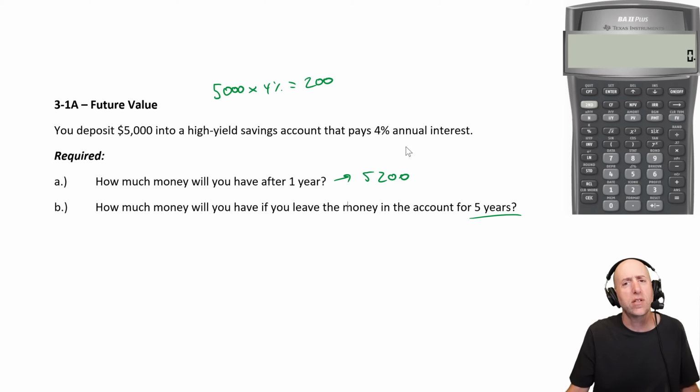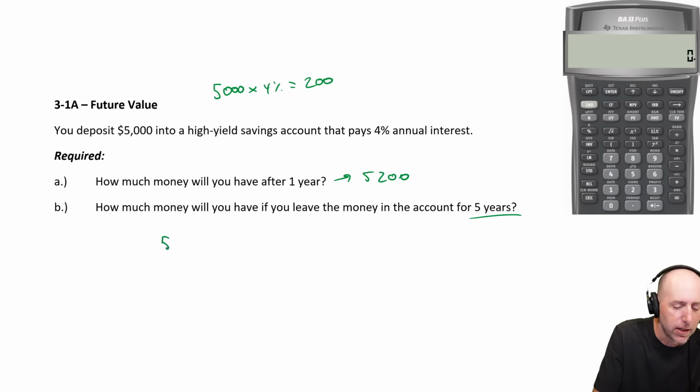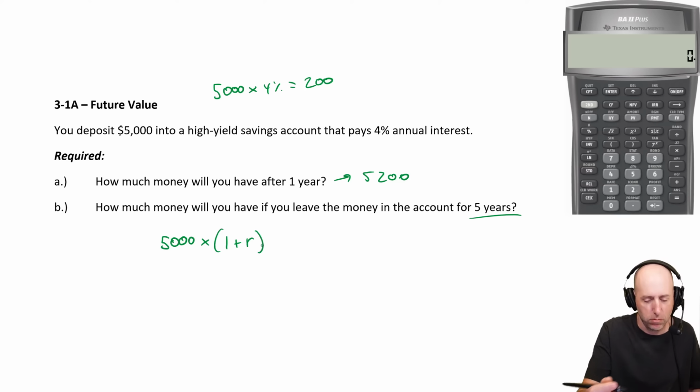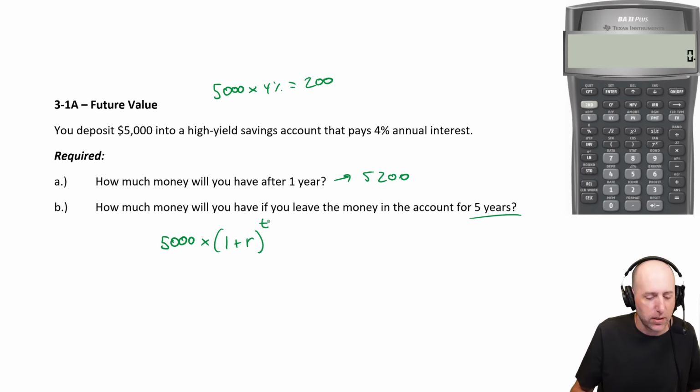I'll show you how to solve this in a financial calculator in a minute, but I would never solve this one with a financial calculator. I would do it by hand, and here's how you would do this by hand. You go $5,000 times 1 plus R, being our annual interest rate in this case, to the power of T. T is the number of years or the number of periods that this is going to compound for.